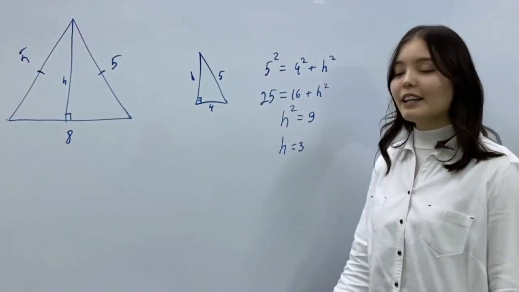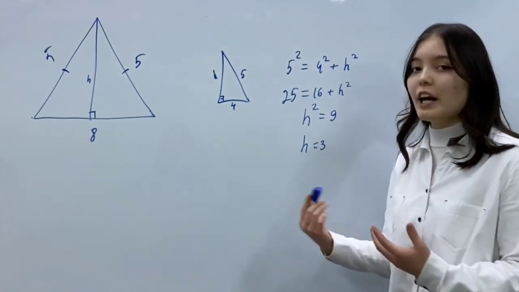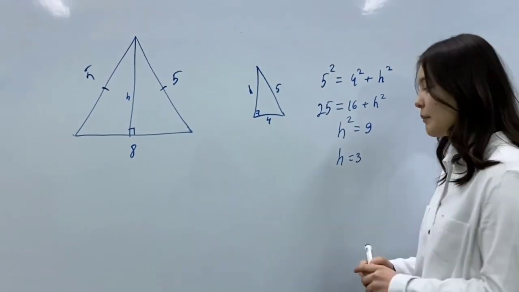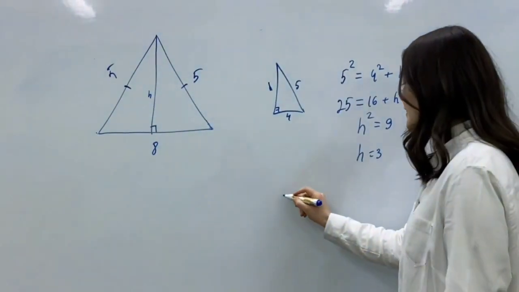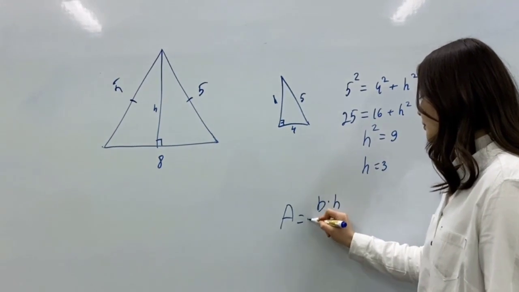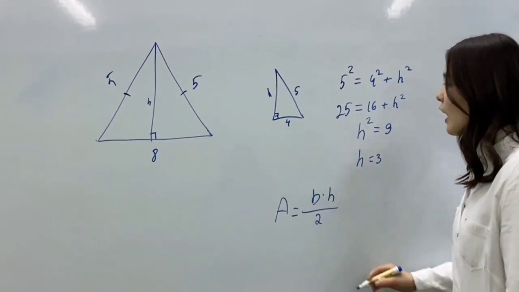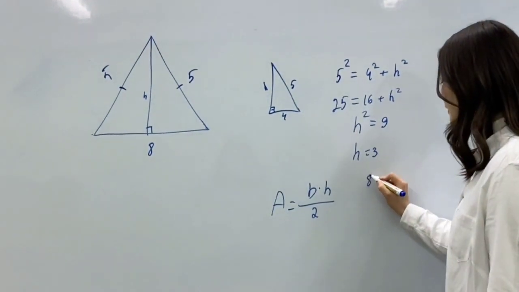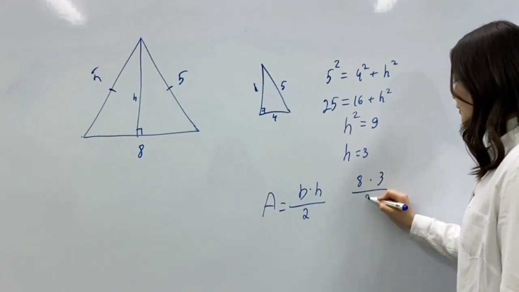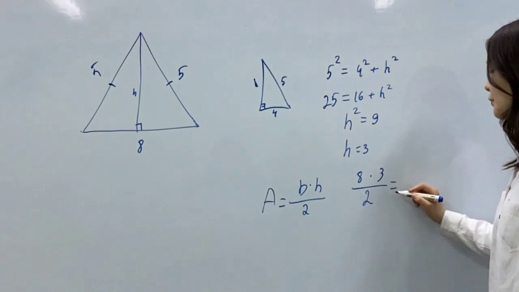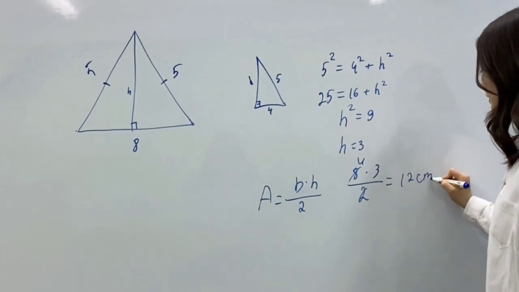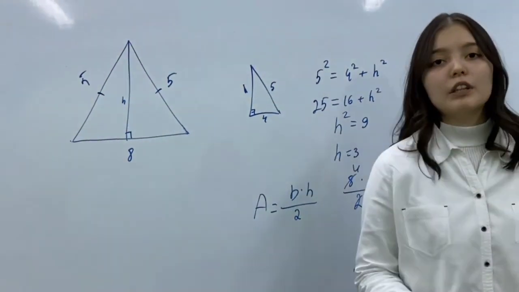And now we can find the area of the whole triangle by using the formula that we used last time. And this formula is A equals B multiplied by H over 2. And our B is 8, our height equals 3, and over 2. And this will be 12 centimeters squared. And this is our answer.